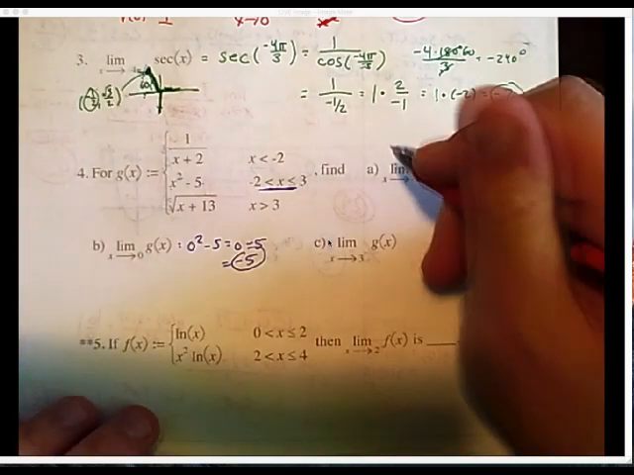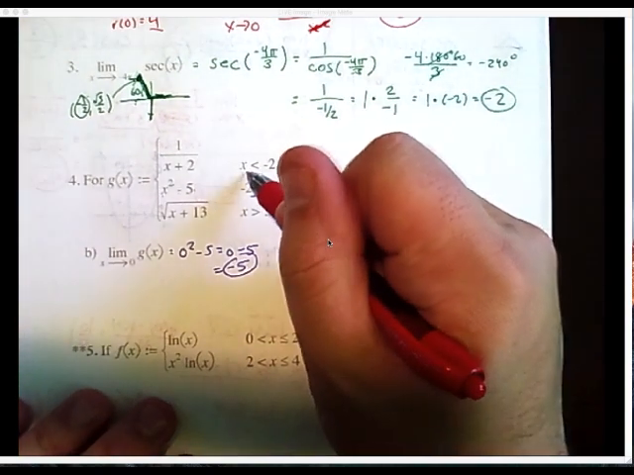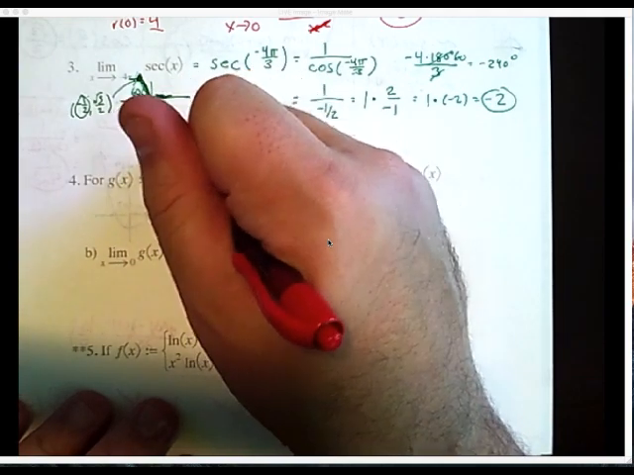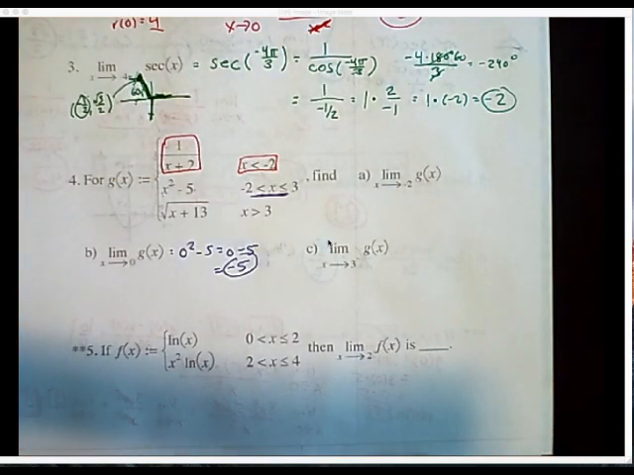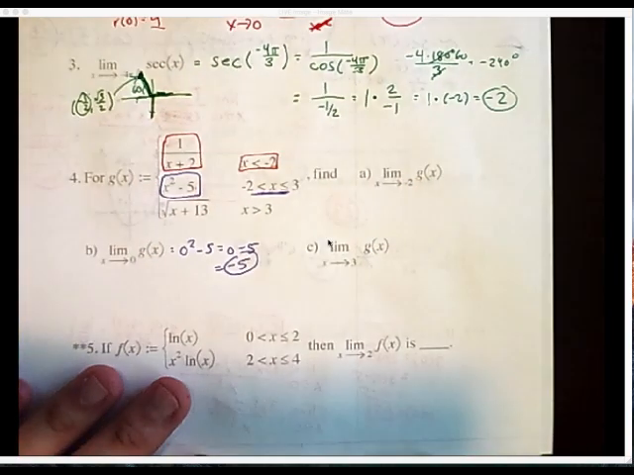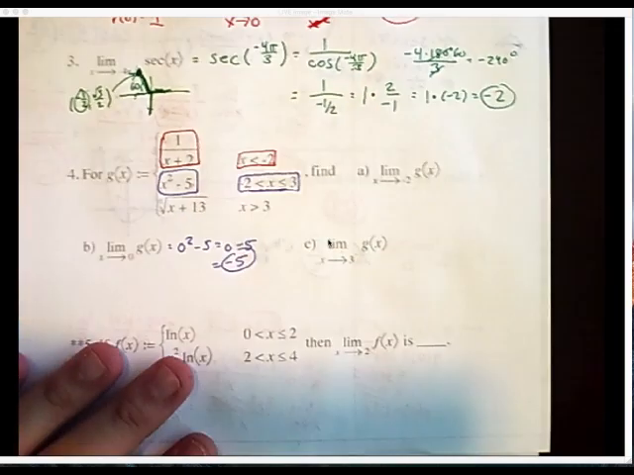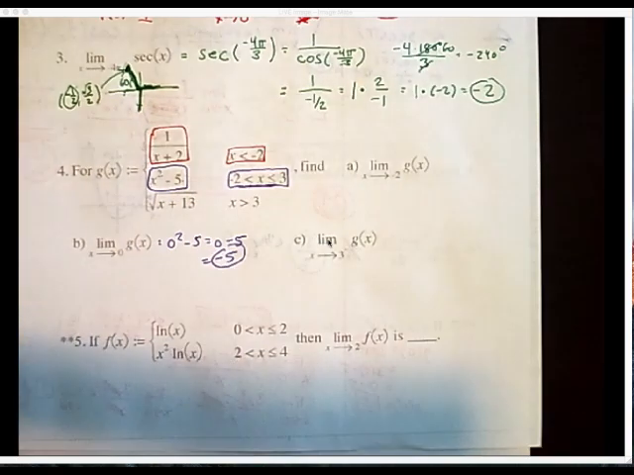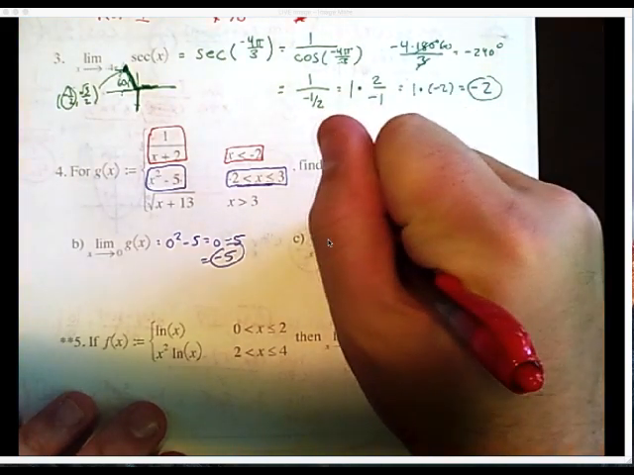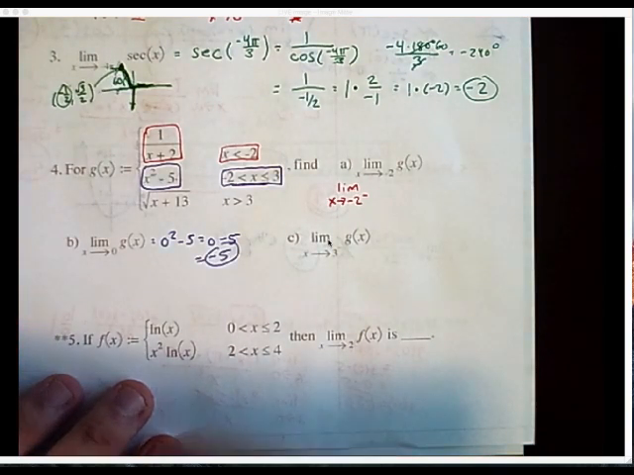Now, what about this first one? What about part A? The limit as x approaches negative 2. Well, that happens to be a cut point. This function applies to everything to the left of negative 2. This function applies to everything to the right of negative 2. So pick a number to the left of negative 2. Well, let me say it a different way. Let's figure out what the limit as x approaches negative 2 from the left is. So when it approaches from the left, we're going to be using this function.